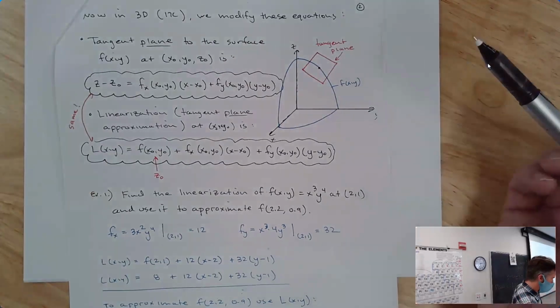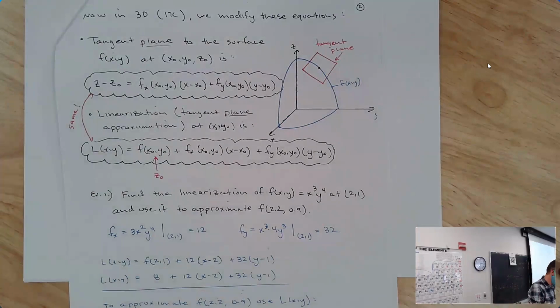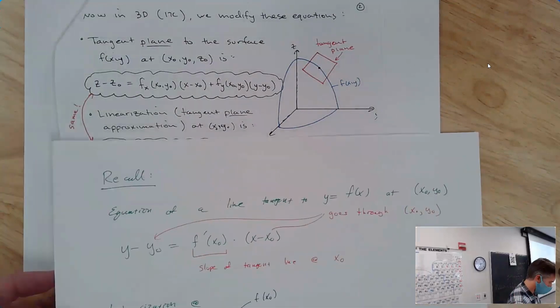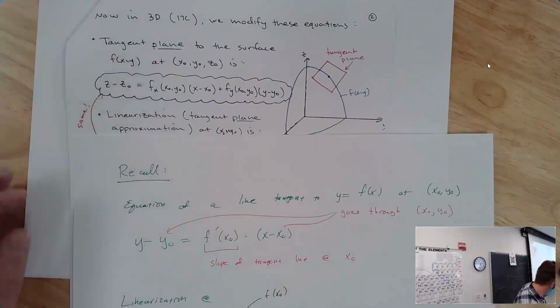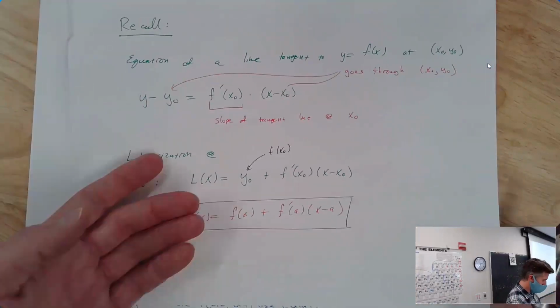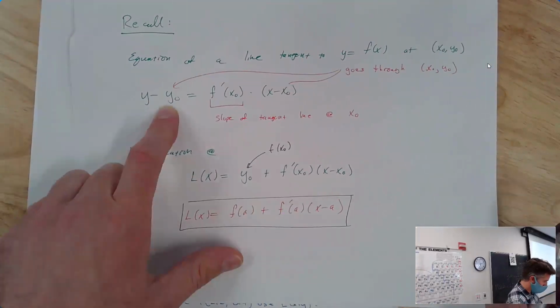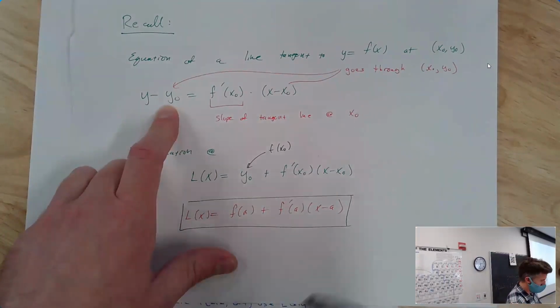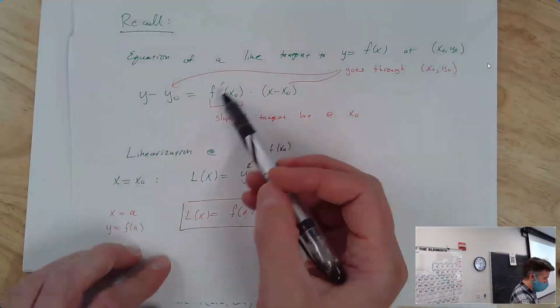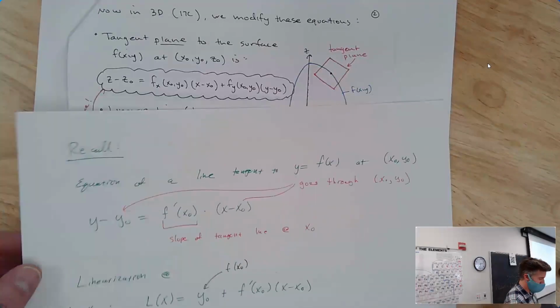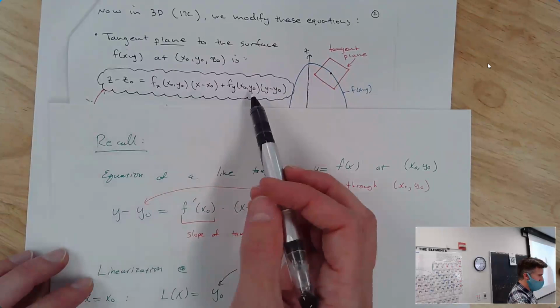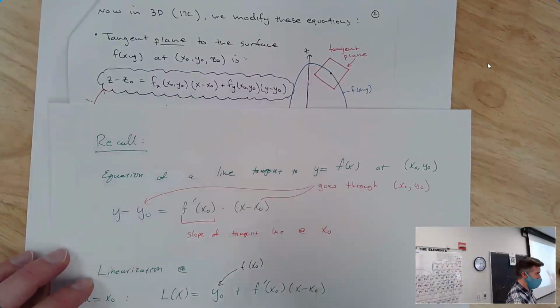Here's the idea. In fact, let's make the connections here. So, tangent line: y minus y naught is f prime of x naught times x minus x naught. Tangent plane, very much the same idea. You're just adding in another variable.